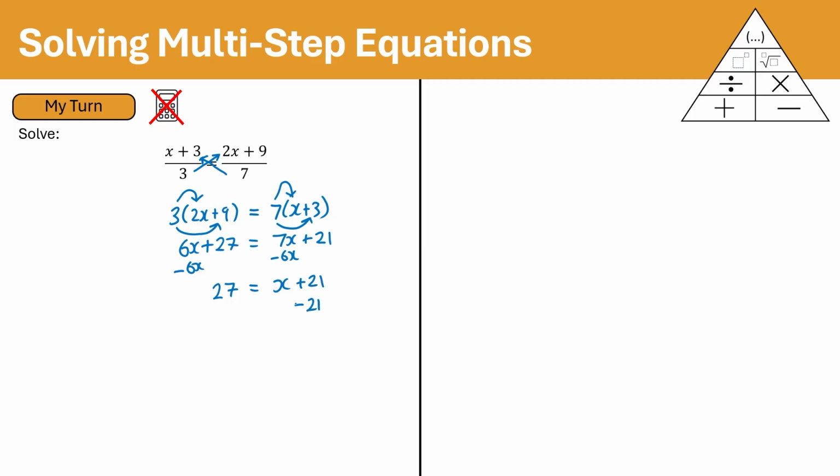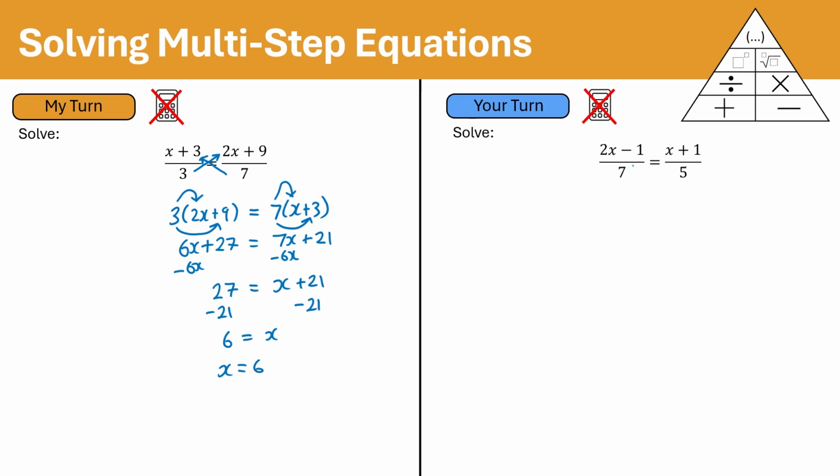I'll then take away 21 from both sides. 27 subtract 21 is 6, and I'm left with x on my right-hand side. My answer is x equals 6. Pause the video and give this one a go, and then we'll run through it.